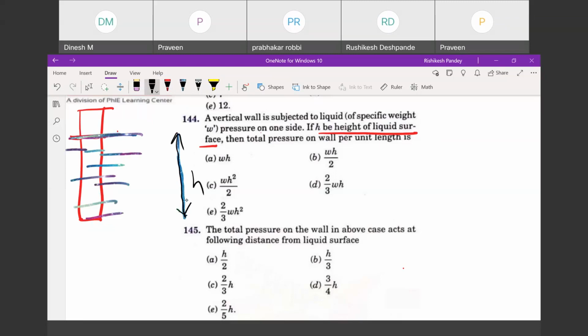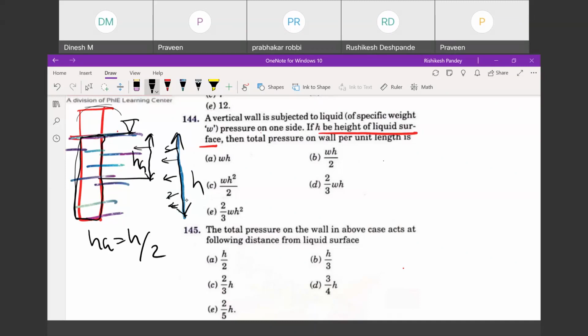All pressures are acting like this. So you have to consider only this much portion in your calculation, because fluid is exerting force on this much portion. This is not considered, because no fluid is there to exert force. So you can assume that this much wall only is considered and the free surface is here. Half of this will be your Hg, which will be h by 2 only.